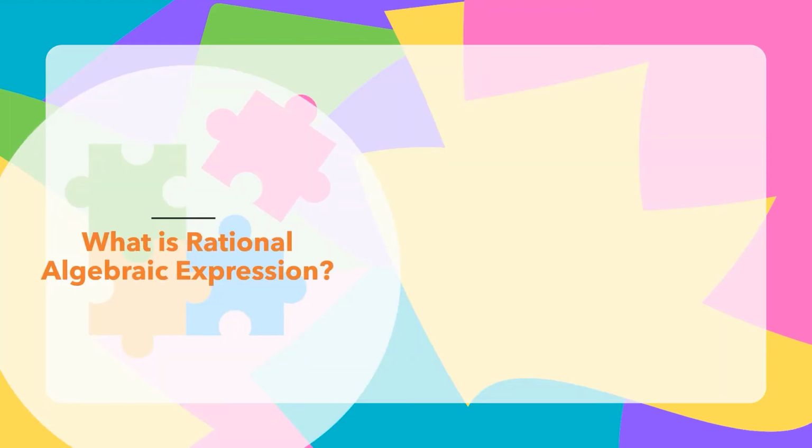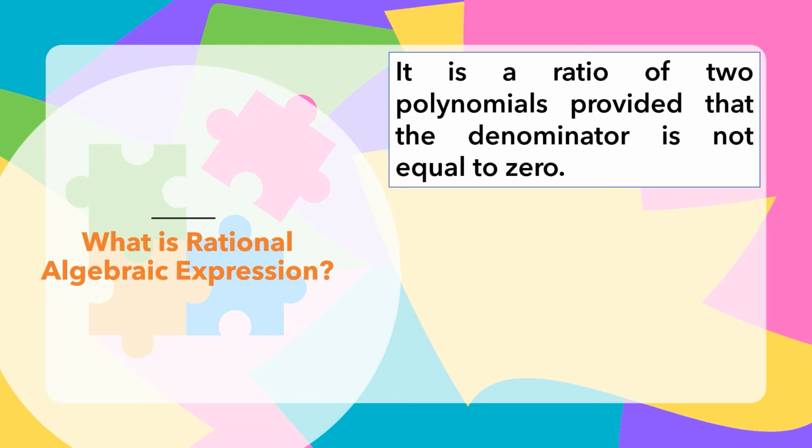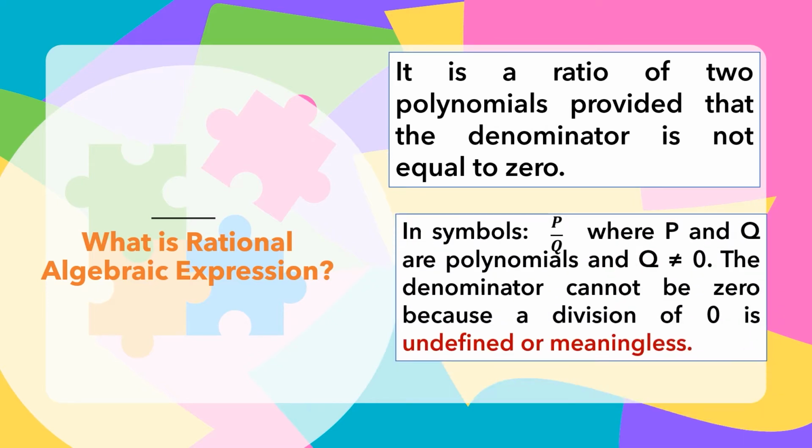And now, you are ready to know more about rational algebraic expressions. What is a rational algebraic expression? It is a ratio of two polynomials provided that the denominator is not equal to zero. In symbols, P over Q, where P and Q are polynomials and Q is not equal to 0. The denominator cannot be 0 because a division by 0 is undefined or meaningless.